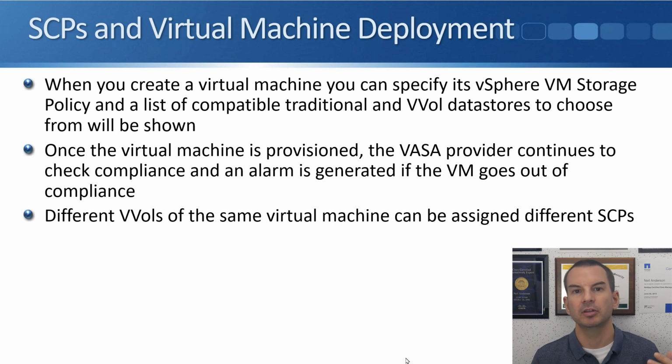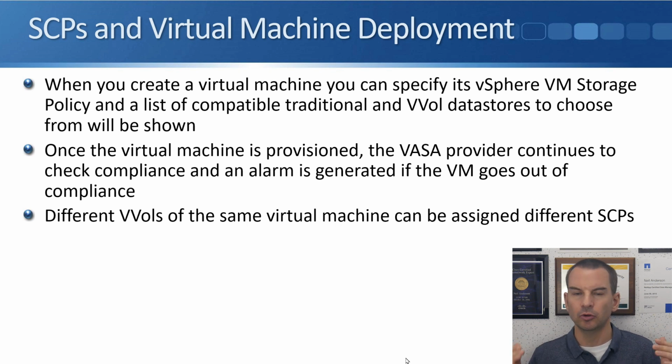Then, when you provisioned a virtual machine, you would specify the VM storage policy that you wanted to use, either thick or thin. If you specified thin, then it would go into the thin data store. If you specified thick, it would go into the thick data store. So what this does is it makes it easy that when you're provisioning your virtual machines, you just click on the drop down for the VM storage policy and you can specify the storage capabilities for it there. Saves you having to do it on a one-to-one basis for each virtual machine. And different vVols of the same virtual machine can be assigned different SCPs. So with traditional data stores, you can still use your VM storage policies.